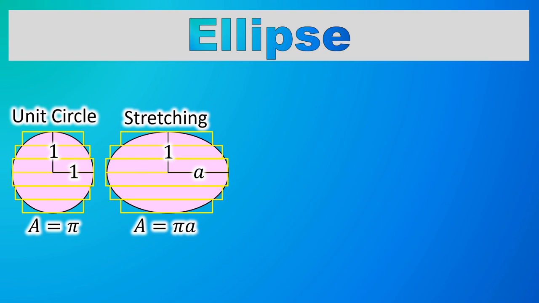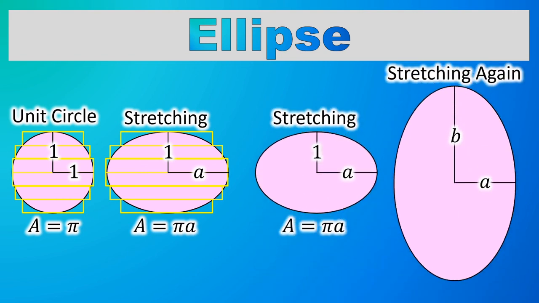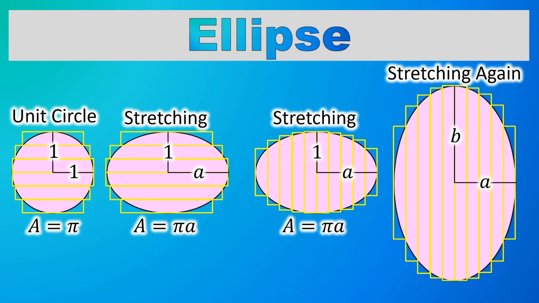Now let's talk about a more general ellipse. So we're stretching it vertically. So let's split it up into its rectangles this way, and let's again do that for this general ellipse. Now for each of these rectangles, the area is increased by B, therefore the total area is increased by B, and therefore the area of this general ellipse would be pi AB.